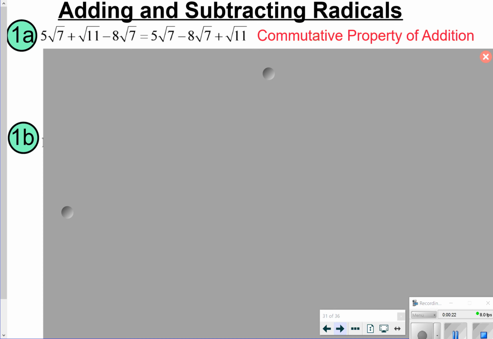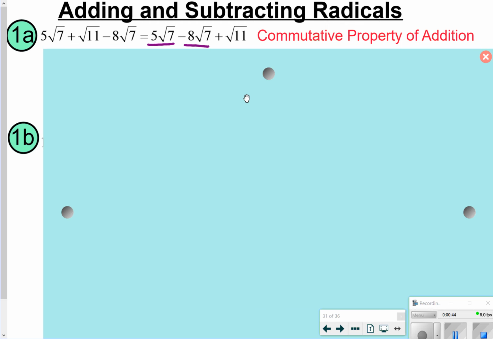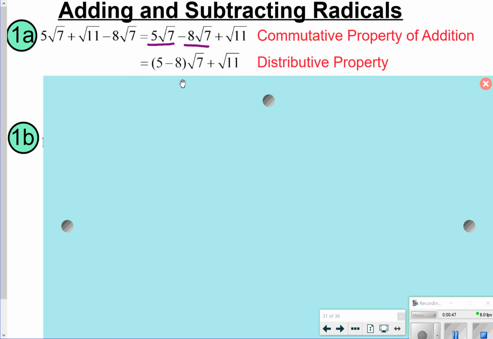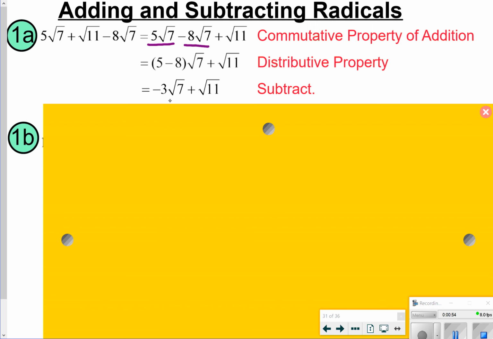once you catch on. The first thing you want to do is make sure that you can show the commutative property of addition, which in a sense here we've just paired up matching radicals with their quote unquote coefficients. So we have 5 times the square root of 7 can match with the negative 8 square root of 7. We're just going to switch that around so that they're close to one another. Once you have them close together, then you can use the distributive property. 5 and a negative 8 would make a negative 3. So you would have negative 3 square root of 7 plus the square root of 11.